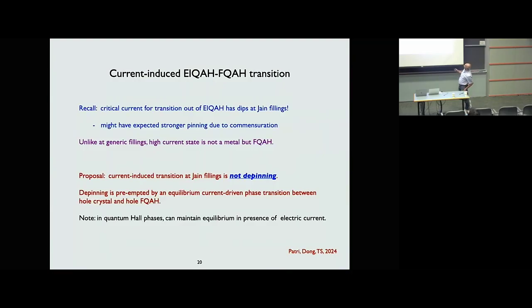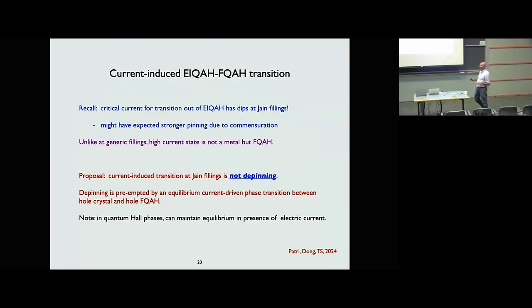So let's recall that this critical current for transitions out of this state has a dip at the Jain filling, right? Now, at the Jain filling is when you might have thought that commensuration effects are strongest, that you can pin the crystal more easily, but that's not what happens, right? And furthermore, the high current state is not a metal, but it's a fractional quantum Hall state. So the proposal that we have is that the current-induced transition at the Jain fillings is not a depinning transition, unlike at generic fillings. Rather, the depinning is preempted by an equilibrium phase transition between the integer and fractional quantum Hall states, right?